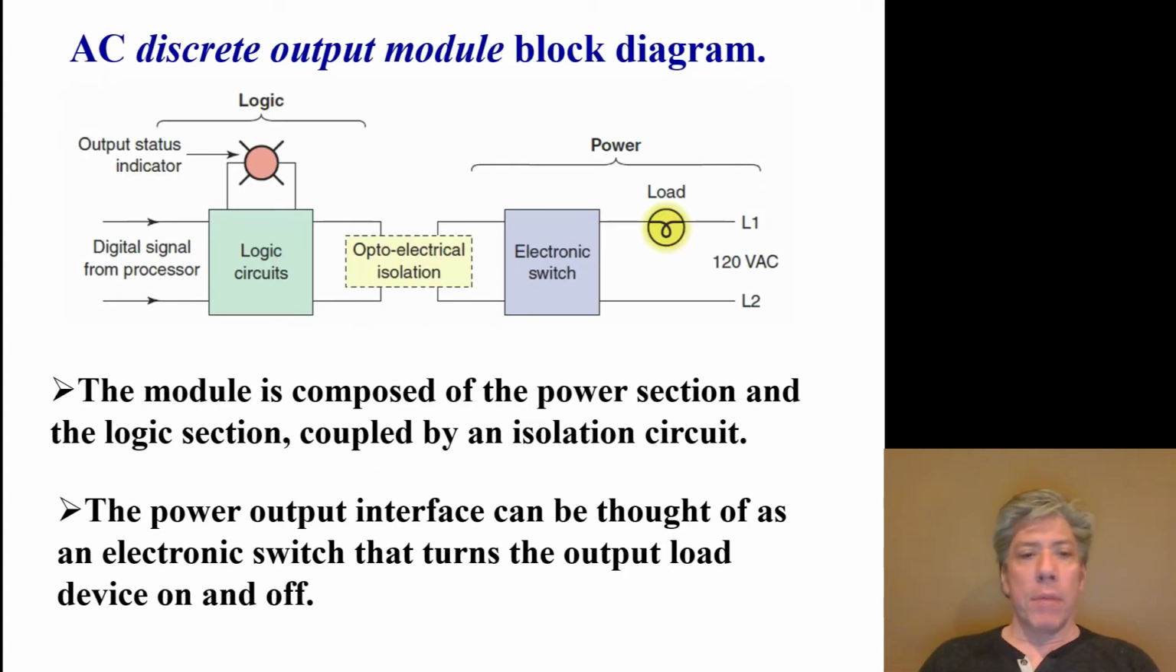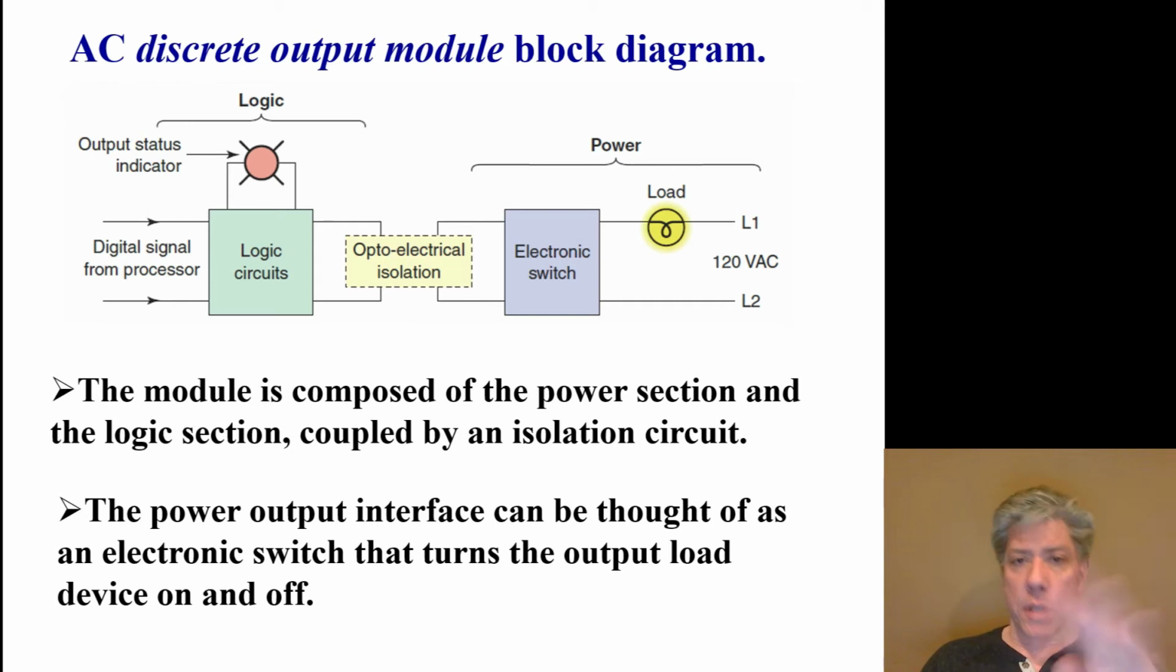Now an output module works much in the same way. Of course the idea here is that the PLC program is supposed to set or clear outputs, and so there's logic between the PLC's brain, if you will, and the output module, but there are also indicator lights here, which is very convenient because you can tell whether the PLC has turned an output on or off because there's a light that comes on the face of the output module.